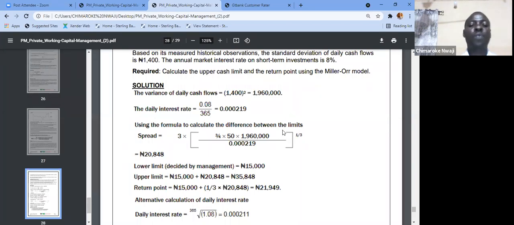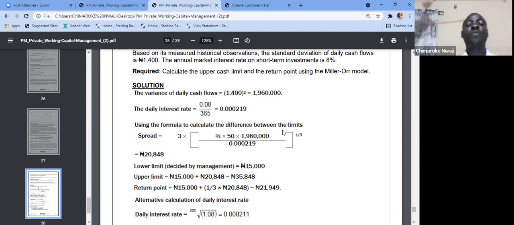That will give you your upper cash limit. Then we also told you that your return point is going to be 1/3 from your lower cash limit. 1/3 of the spread is the distance from the lower cash limit to the return point. So if your lower cash limit is 15,000, you look for 1/3 of your spread. Anything you have there, add it to your lower cash limit. That will give you your return point.